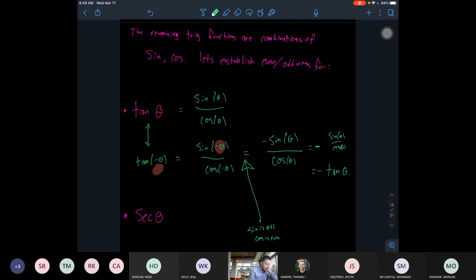And the end result is that if I plug negative theta into tangent, I get the exact opposite of what I would get if I just did tan. I get negative tan of theta. And this is telling me that tangent is an odd function. This tells me tangent is odd.